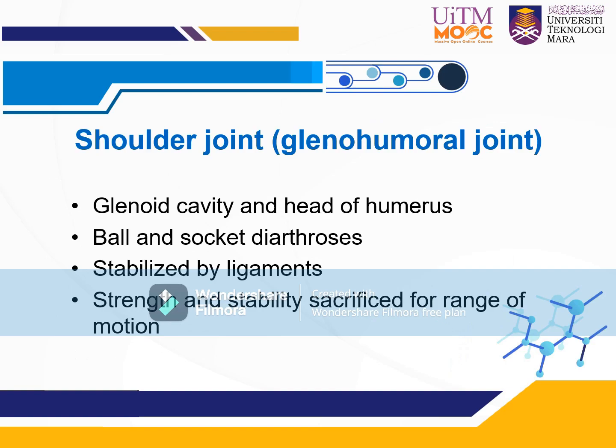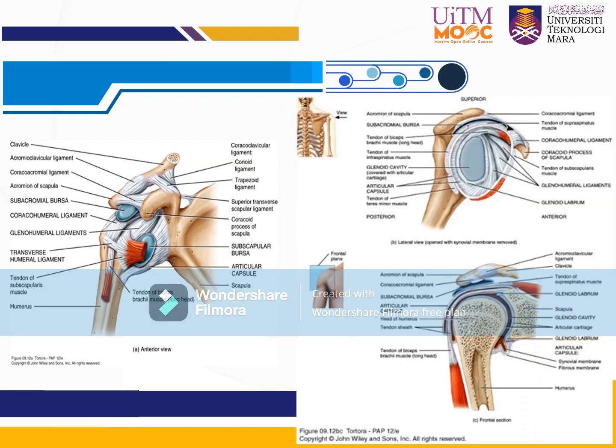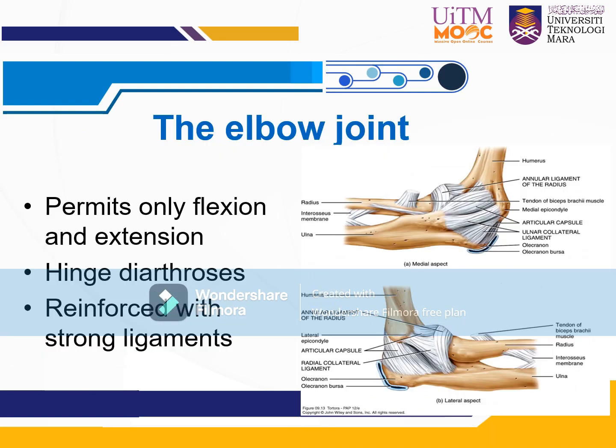Then, we have the shoulder joint, or known as the glenohumeral joint. This joint consists of the glenoid cavity and the head of the humerus, as well as the ball and socket diarthroses. The glenohumeral joint is stabilized by ligaments where strength and stability are sacrificed for range of motion. Elbow joint. These joints only allow flexion and extension movements involving hinged diarthrosis and are reinforced with strong ligaments.